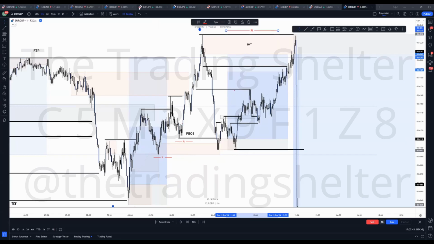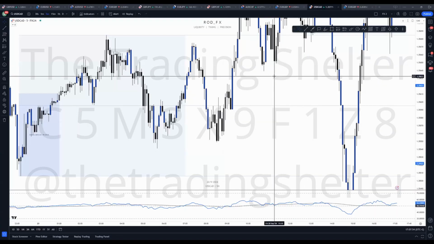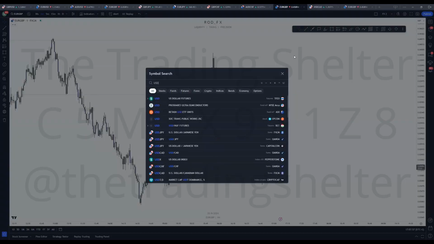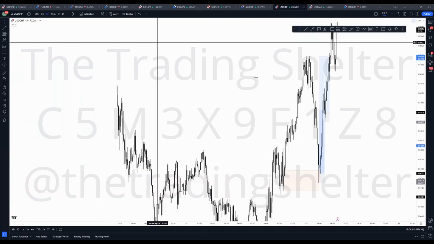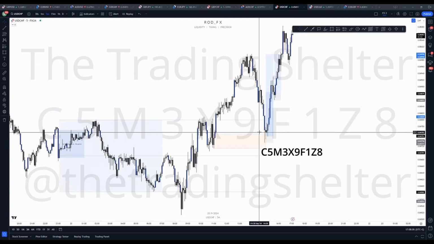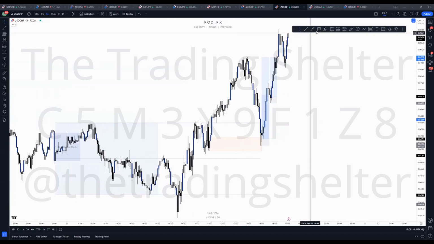If you go here on USD, where is my USD CHF? Is it here? USD CHF. Yeah. So if you go here, look at the speed and momentum of this. We're just trading in line. They're just enticing people to short.